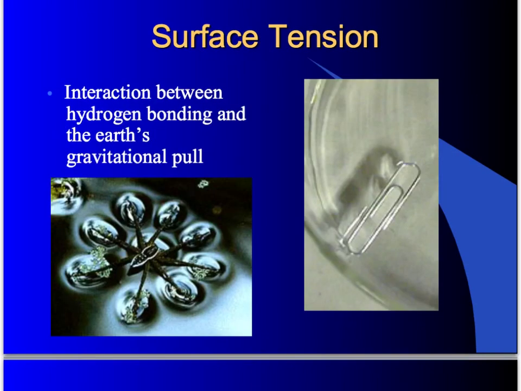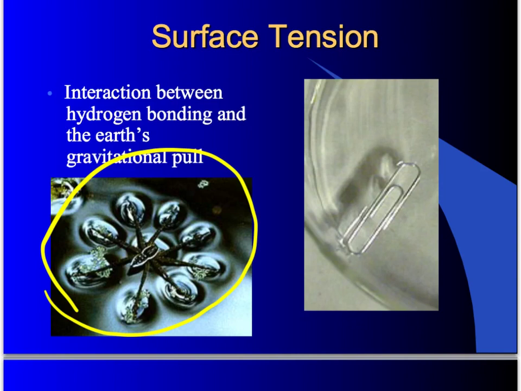Surface tension is another unique property that water has. You've seen this before if you've ever seen one of these cool spiders that walks on the water, or if you've seen something very light like a paper clip float on top of the water. So surface tension is basically just the interaction between those hydrogen bonds and the Earth's gravitational pull. Gravity is pulling things down, making them want to sink, but those hydrogen bonds are holding the water molecules together, which causes things to be able to sometimes float right on the top.